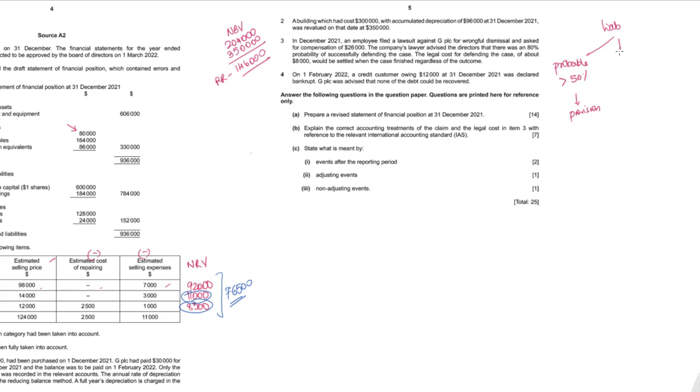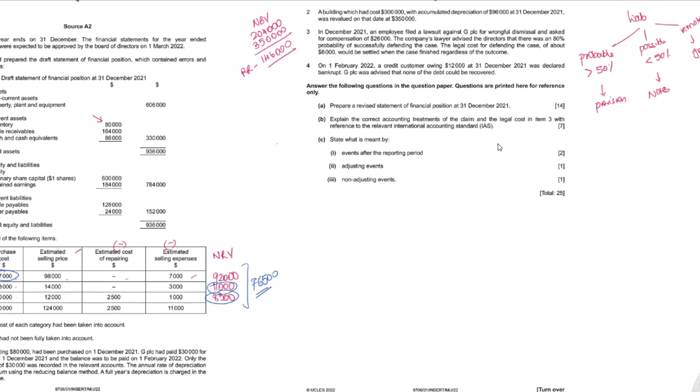If the chances are possible, which is less than 50%, you will disclose by way of a statement in the notes to accounts. And if the chances are remote, which is almost negligible that we will have to pay some amount, you will ignore this adjustment completely in the financial statement.